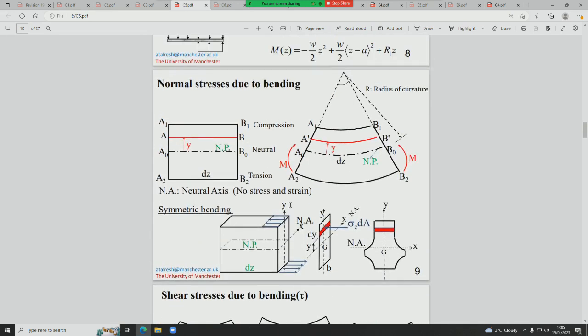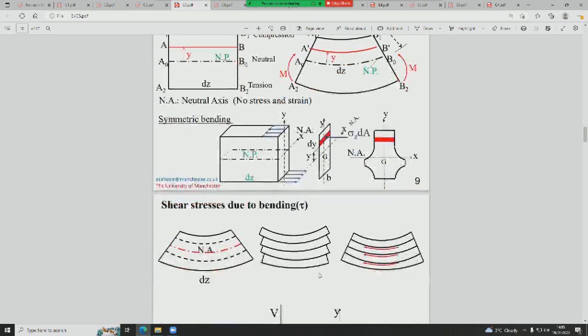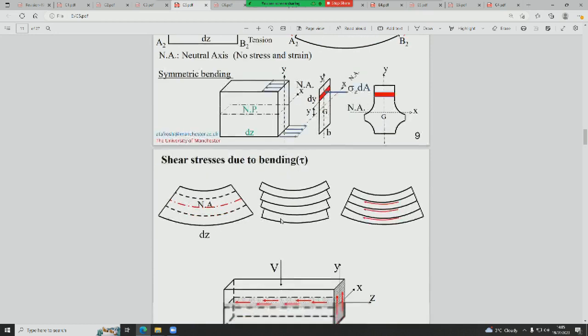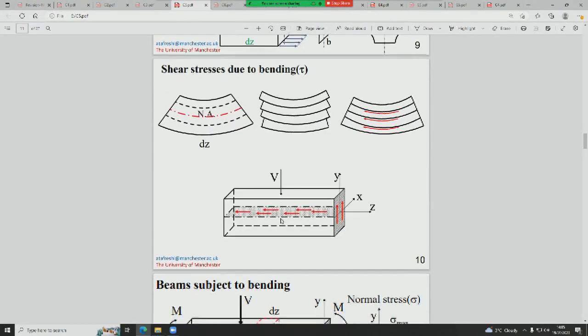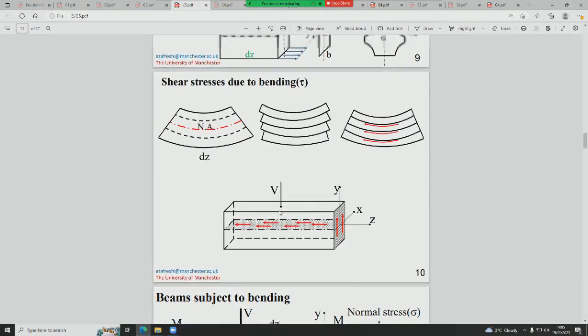So when a section is subject to bending, obviously the cross section experiences normal stress, and the radius of the curvature is always measured from the neutral plane. So the section experiences normal stress, which has a linear variation. We have zero stress on the neutral plane or neutral axis. If the section is subject to a lateral shear force, yes, please.